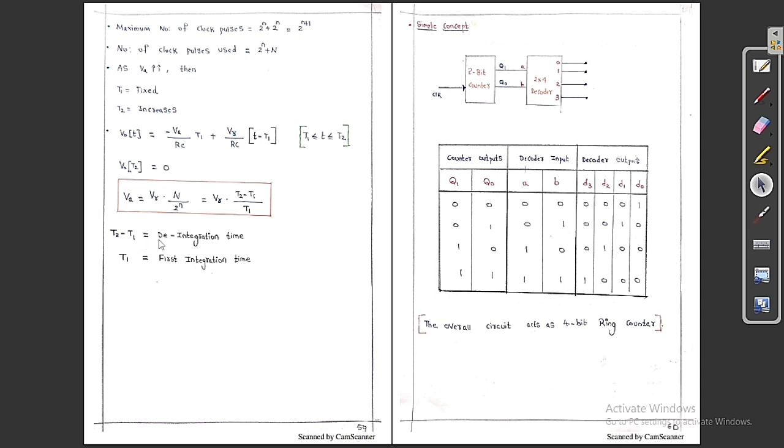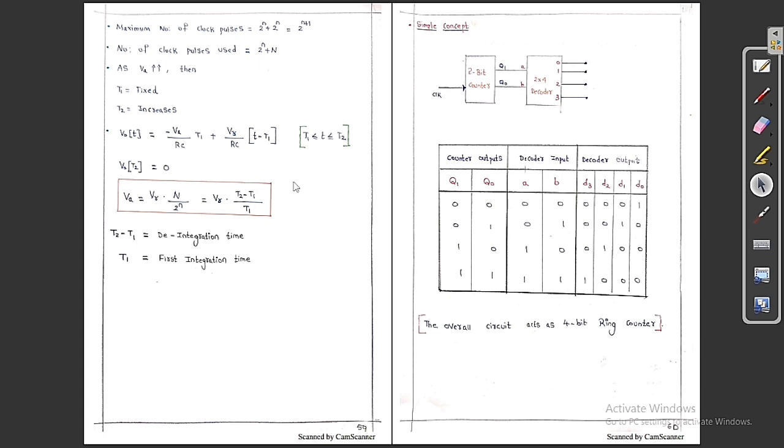T2 minus T1 is called the de-integration time and T1 is called the first integration time. So this is a very important one. T1 is called the first integration time and T2 minus T1 is called the de-integration time. So we can easily find this value of n, we can easily find the value of 2 to the power of n, and we also know the value of VR. With this data, we can find the value of VA. With the help of this dual slope, we find the unknown analog input voltage: VA is equal to the reference voltage VR into (T2 minus T1) by T1.